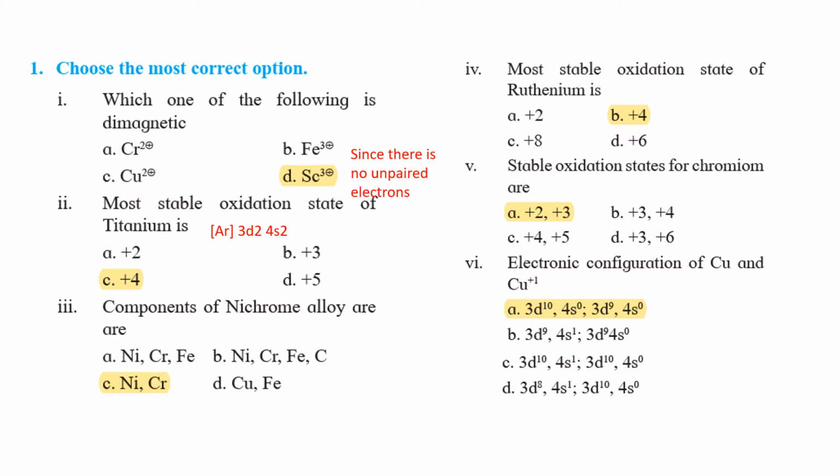Sixth question. Electronic configuration of copper and Cu+1. Answer is, for copper, 3d10 4s0. And for Cu+1, 1 electron is lost, so the electronic configuration is 3d9 4s0. Correct answer is option A.